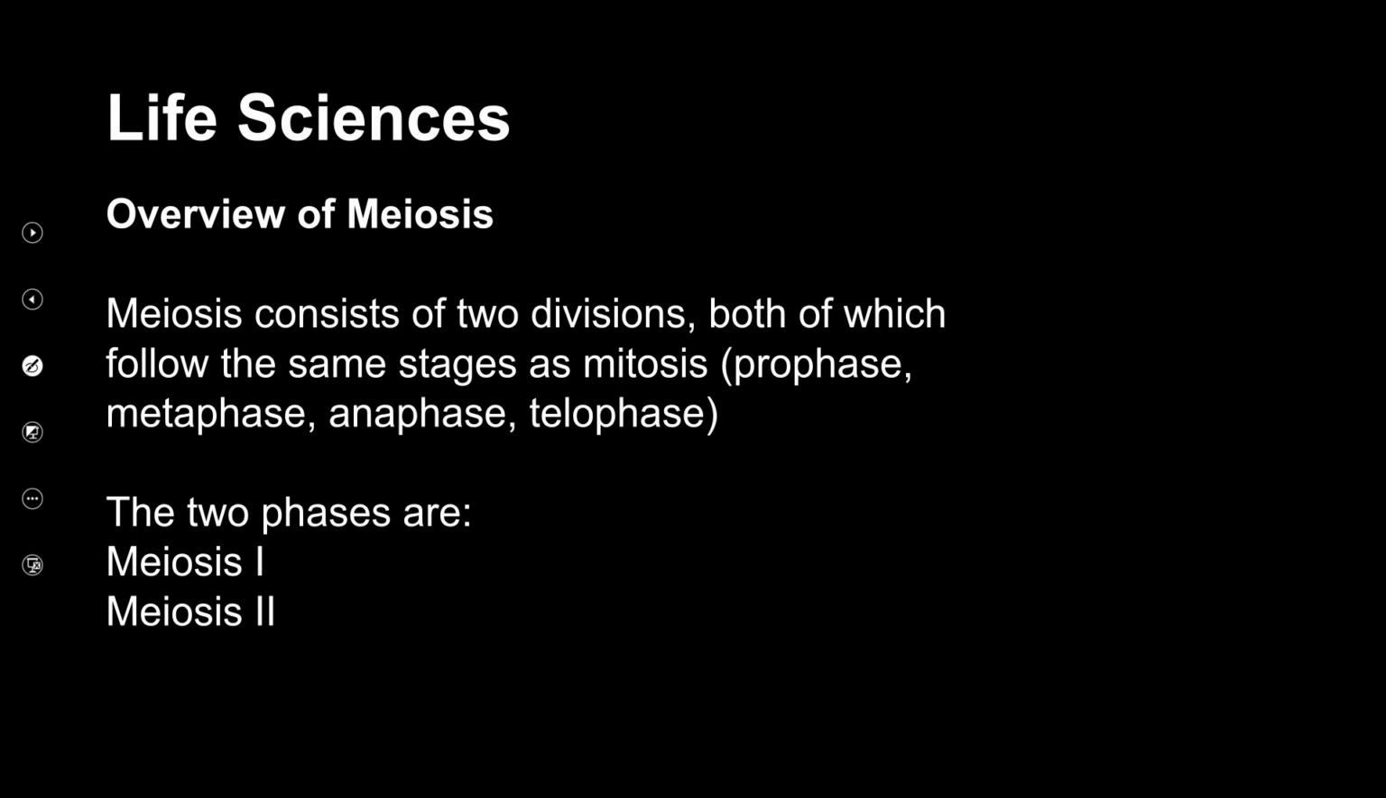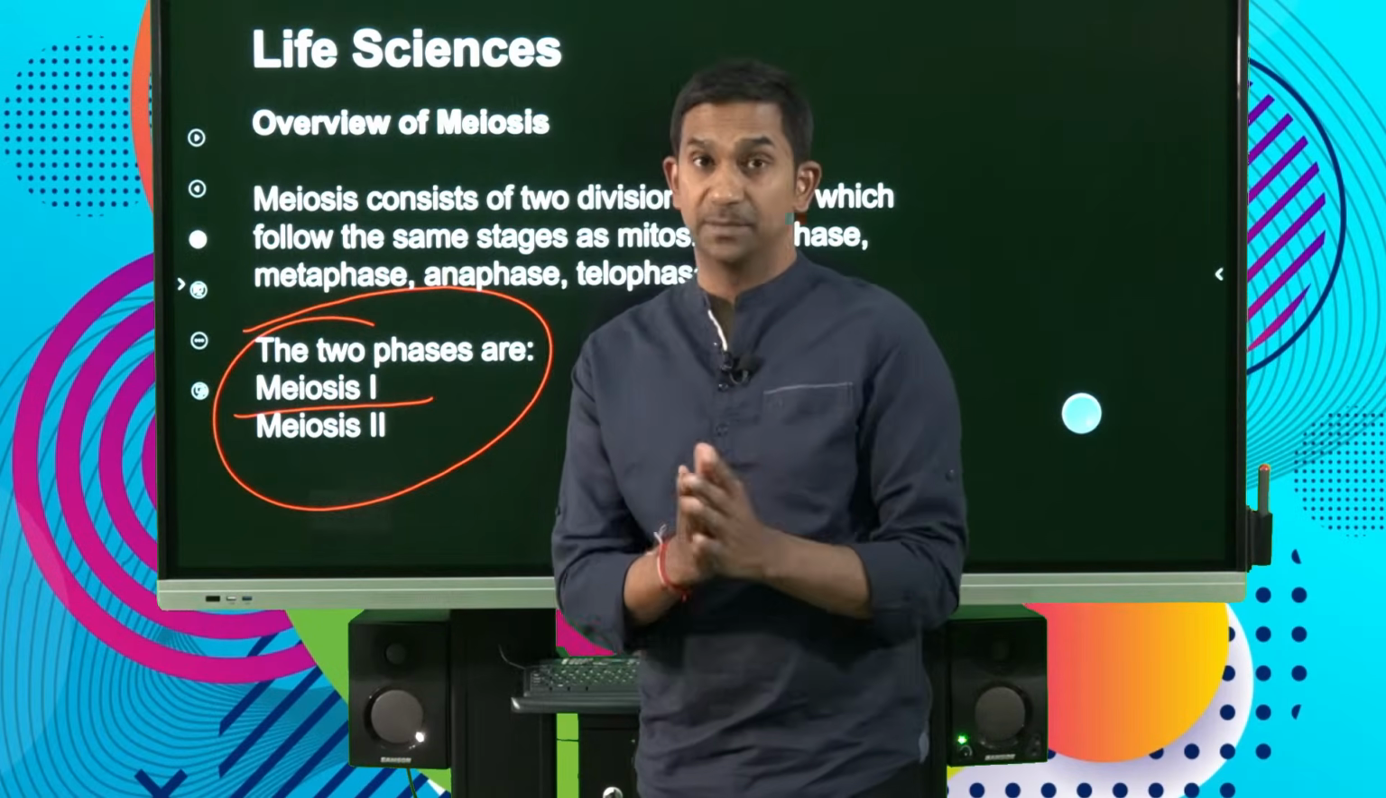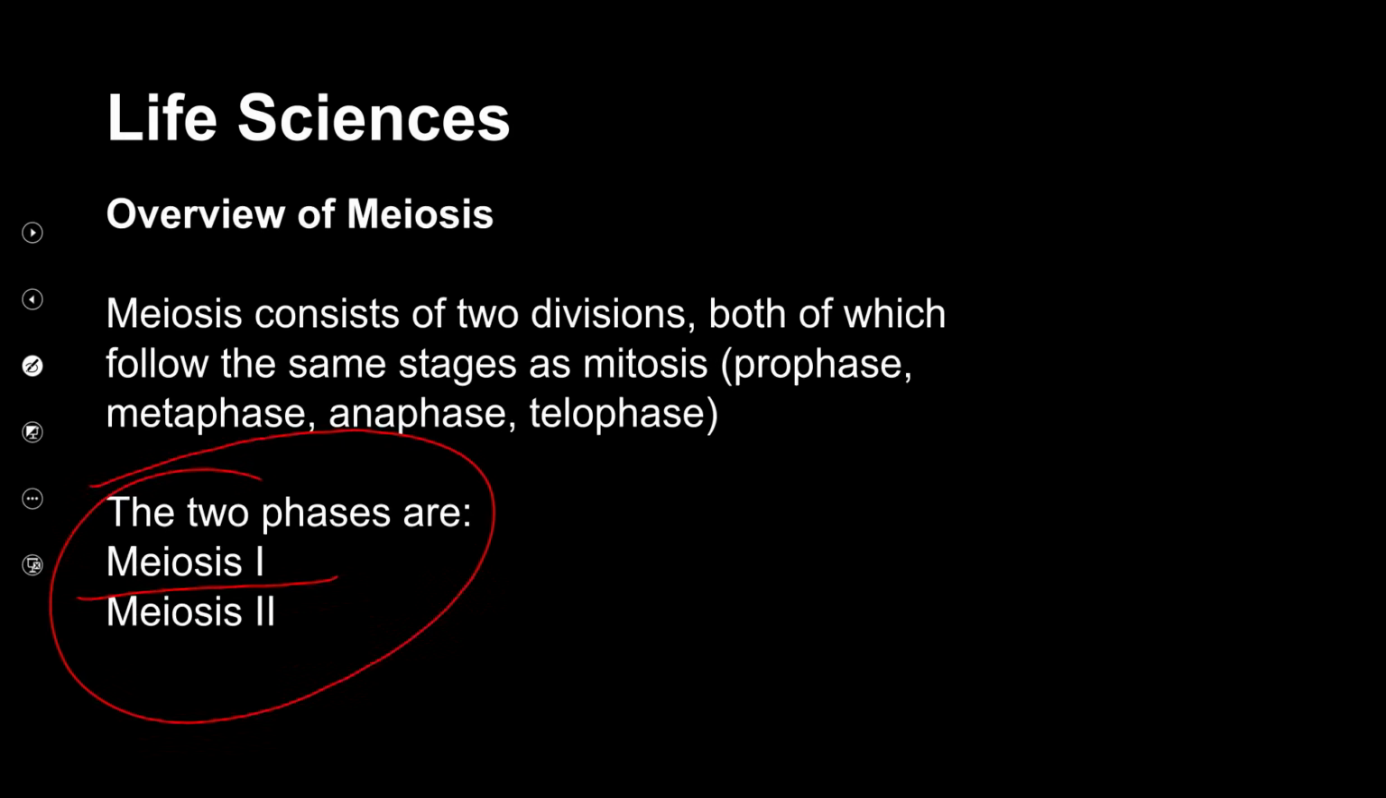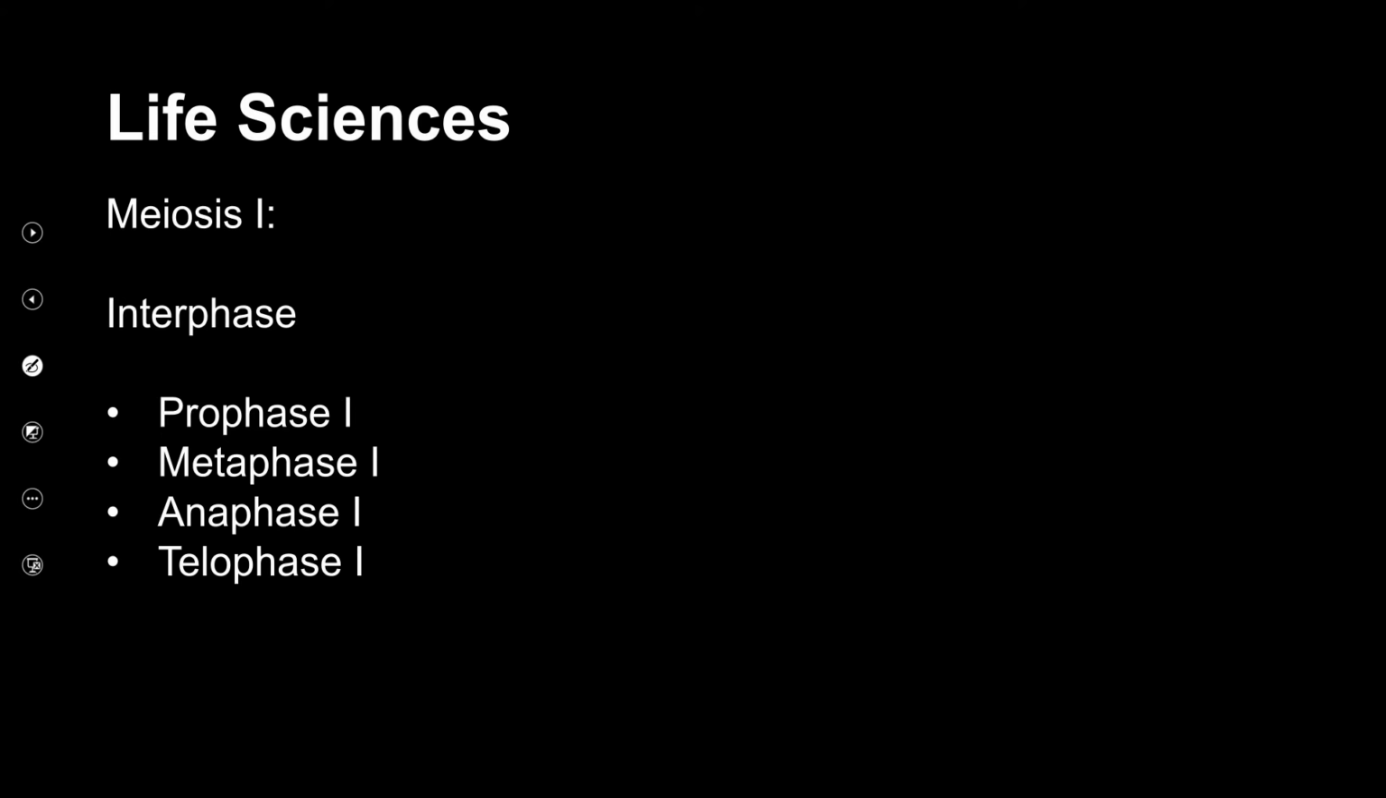Okay, it's important that we look at an overview of the process, and we recognize that meiosis consists of two phases, meiosis I and meiosis II. We often recognize that by looking at different phases in meiosis I, and we know that there's one interphase that happens just before meiosis I, which is then followed by prophase I, metaphase I, anaphase I, and then telophase I.